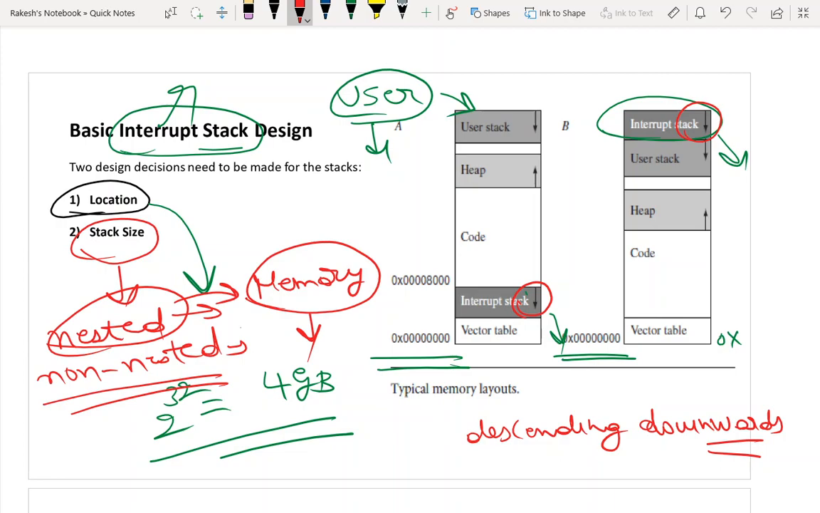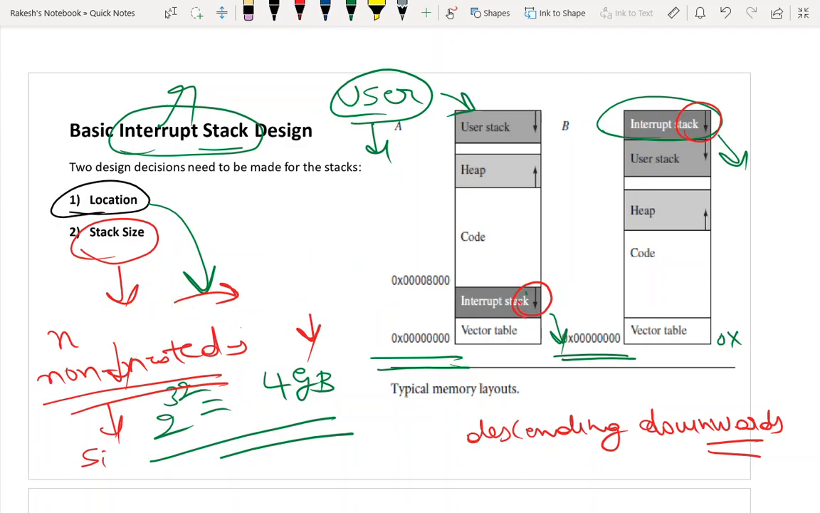Because when you have more memory space, you can make use of it to service many interrupts. Whereas non-nested means, of course, we're going to discuss more in detail with respect to the nested and the non-nested interrupt handler. But one thing you have to understand from this is that in a non-nested interrupt handler, you're going to handle only one single interrupt. So let me erase this.